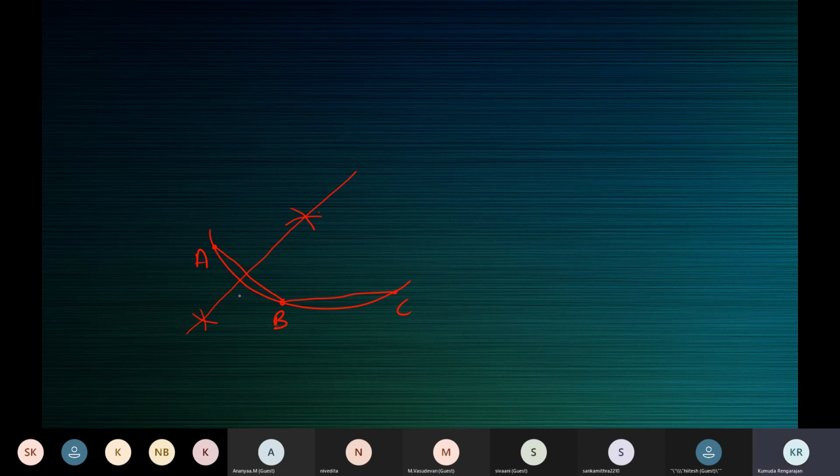Okay, so with A and B as centers and radius more than half of AB, draw arcs. So you will get four arcs. Draw arcs on either side of AB. And then draw a line passing through these two points of intersection of the arcs. You know that.